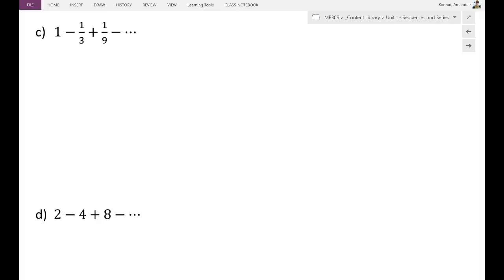Continuing with examples, check our r value. We've got -1/3 divided by 1 is -1/3. Therefore, it does converge, because it's between -1 and 1.